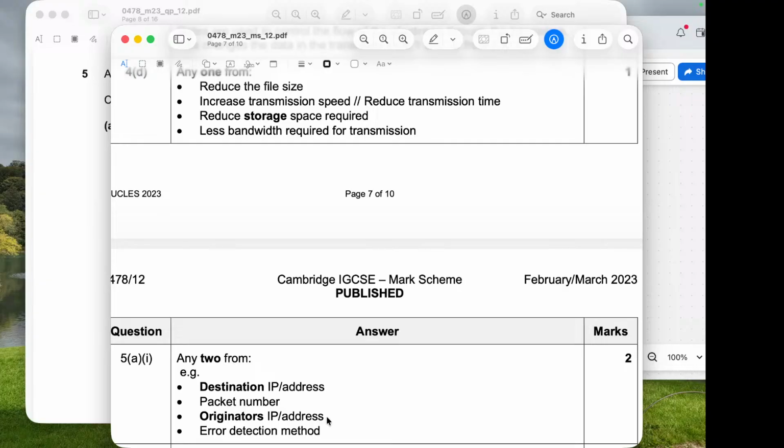So that's basically saying which error detection method they're using, I think, rather than the actual one. But this has got EG. So if you did say something else and it's on the header, and I think the size of the data is on that, then that should be fine as well.